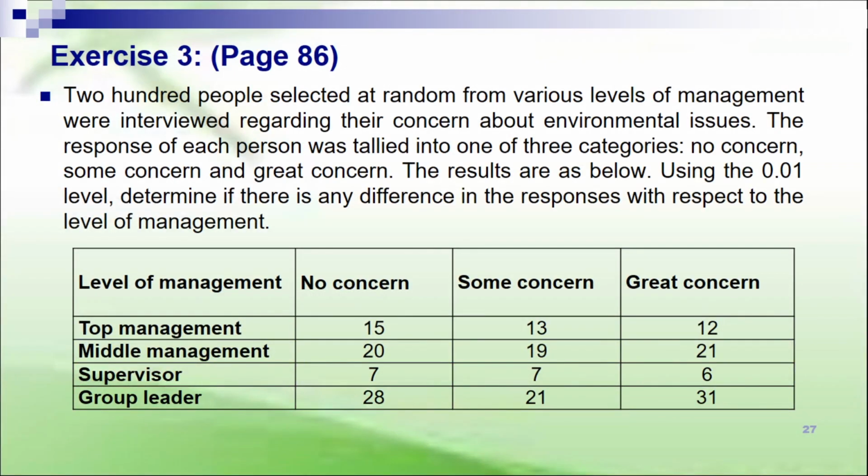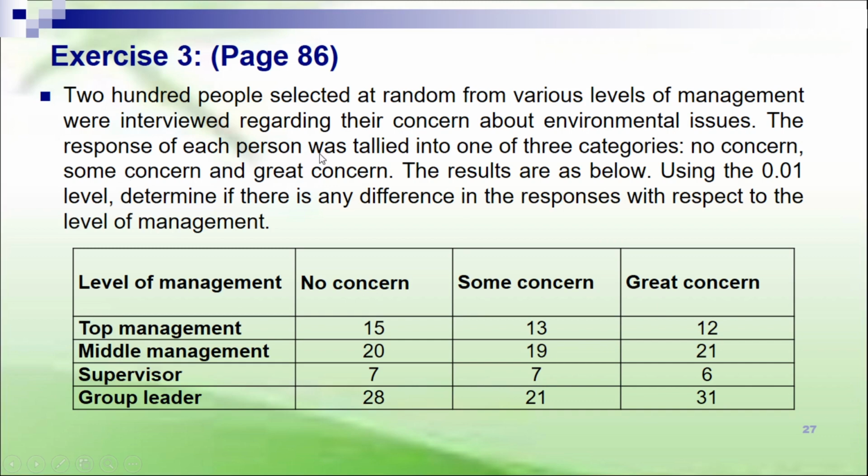Then see another exercise given in the course manual, on page number 86, exercise number 3. Then see how you perform this one. I think now you have a clear idea. First read this question and see what the two qualitative variables are. One is the level of management. 200 people selected at random from various levels of management were interviewed regarding their concern about environmental issues. Therefore, the second variable is environmental issues. There are 3 categories: no concern, some concern, and great concern.